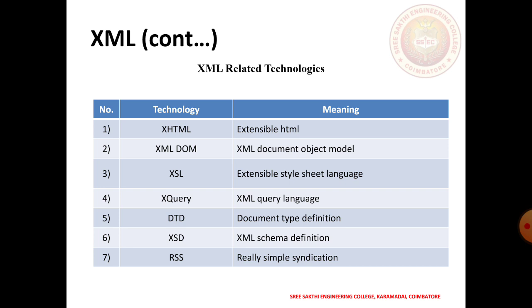Then XQuery is used to query the XML based on the data. DTD, document type definition, is used to define legal elements in an XML document. XSD describes the structure of an XML document. RSS handles web content used for fast browsing.